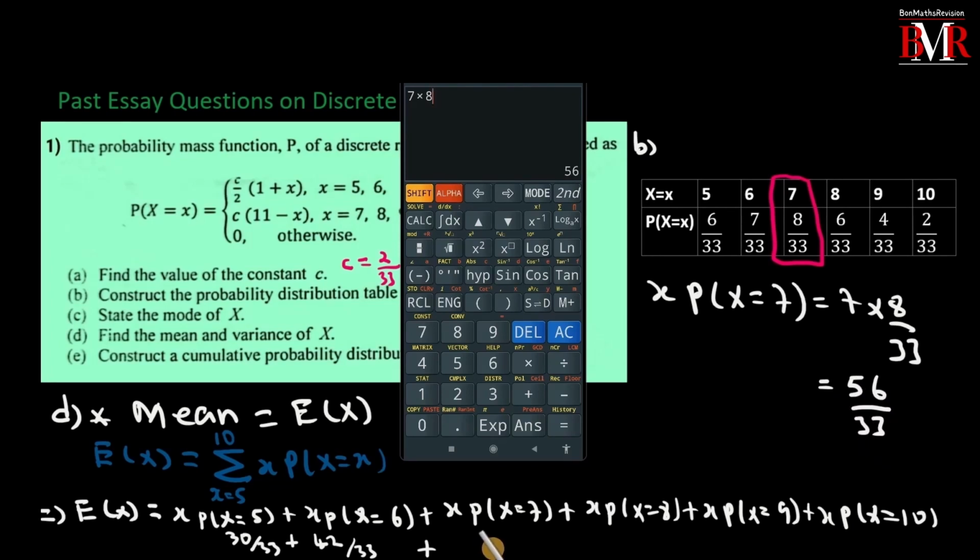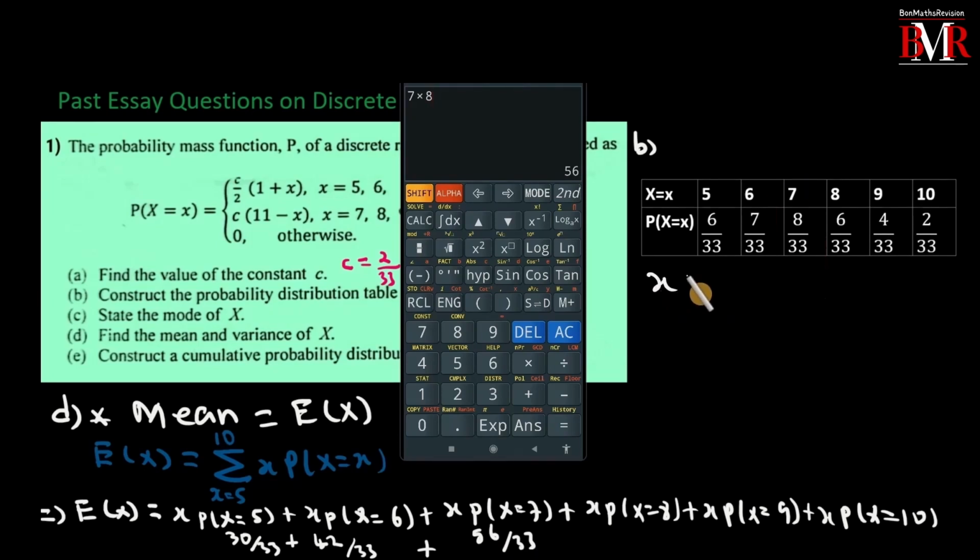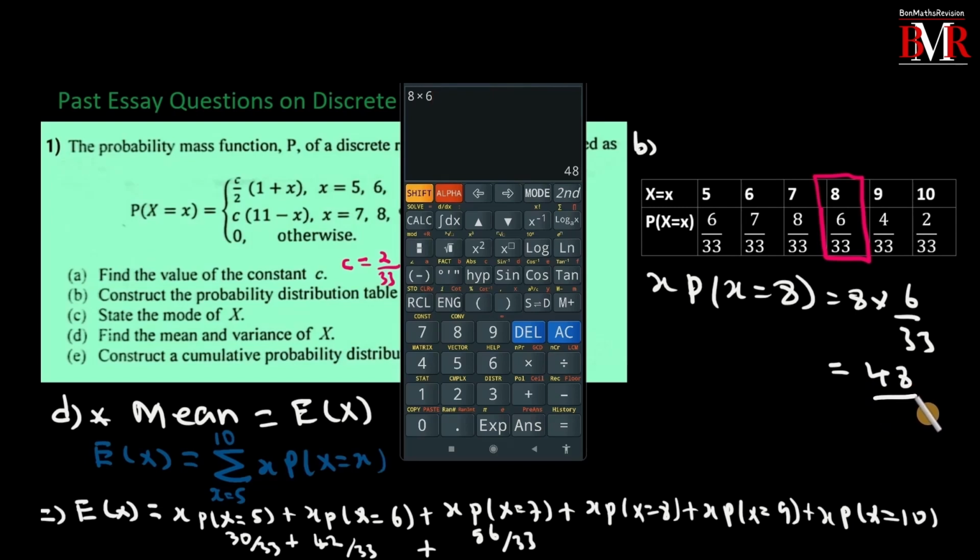So here is 56 over 33. Now for x times the probability of x equals 8 from the table is this one, which is 8 times 6 over 33. 8 times 6 is 48. That is 48 all over 33. Means that here is plus 48 all over 33.